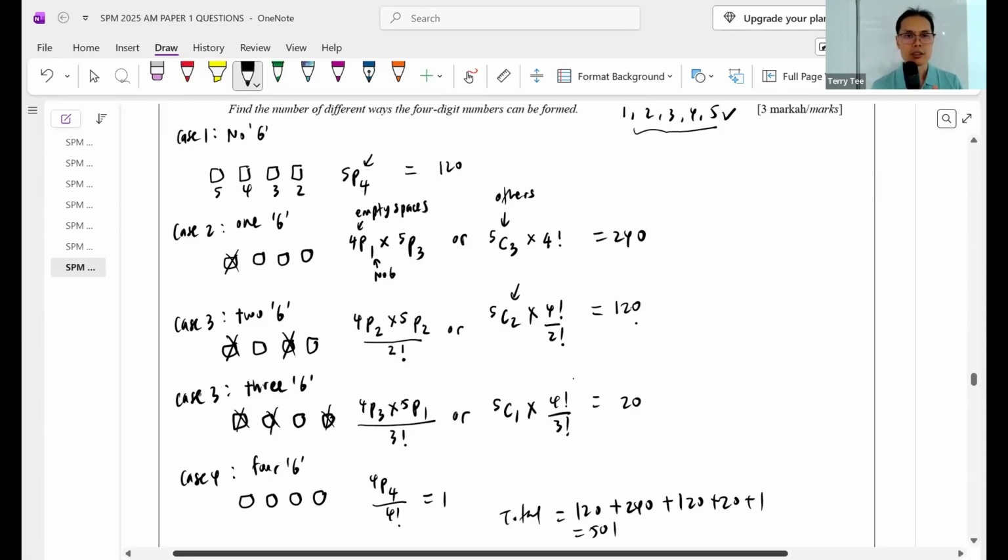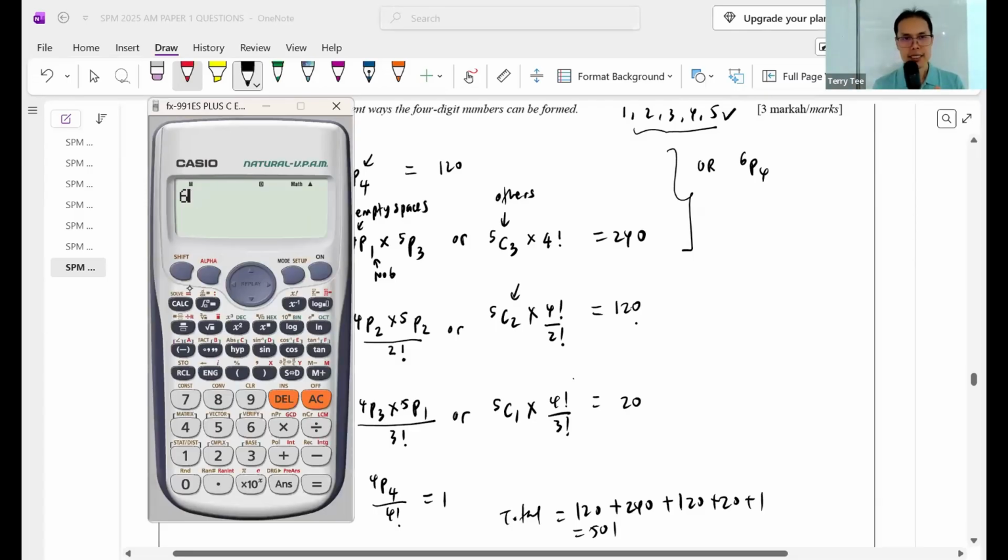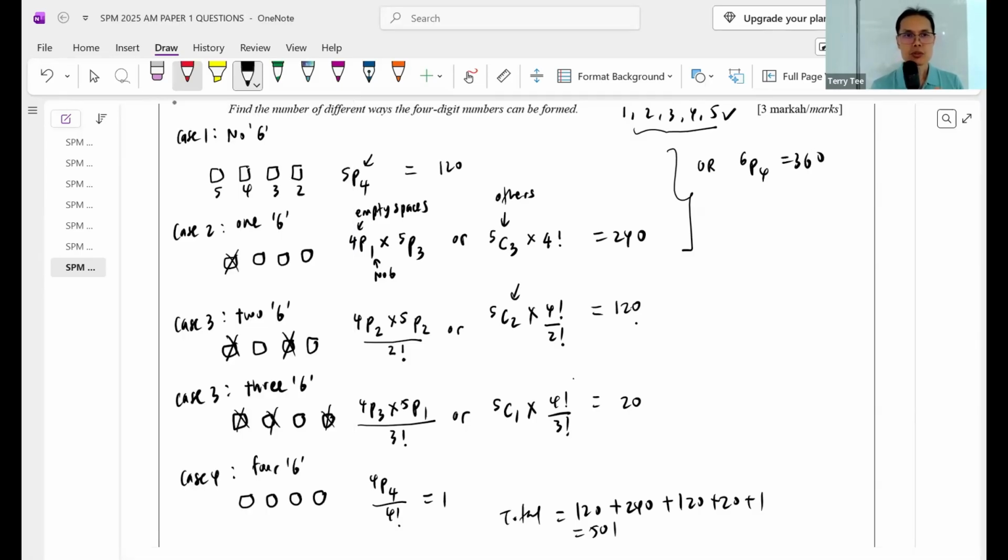One more thing. Can I combine case number 1 and case number 2? Case number 1 is no 6, case number 2 is one 6. If you want to combine, you write like this: any 6, I choose 4. I may choose number 6 or I may not, so that included the two cases, zero 6s or one 6. So see, 6P4. What is 6P4? 360. If you take this 120 and add 240, isn't it 360?